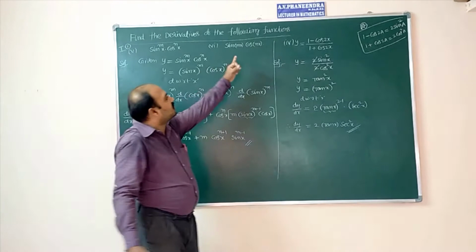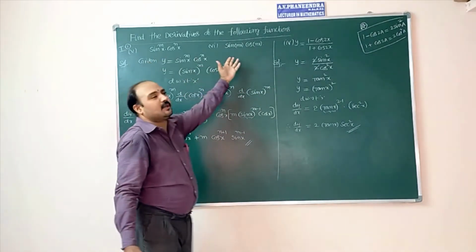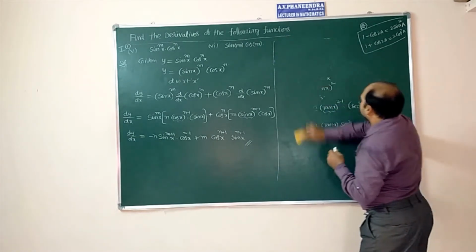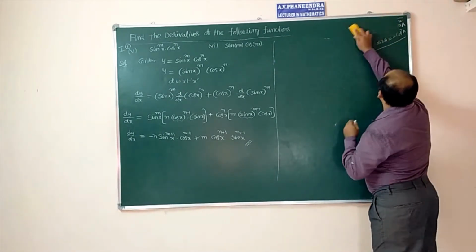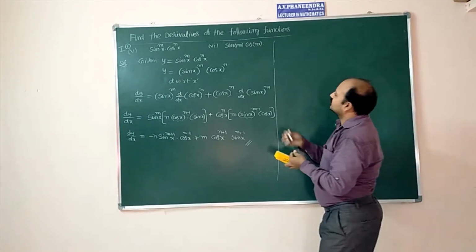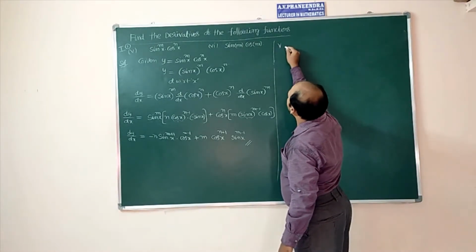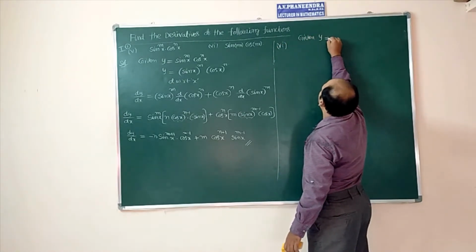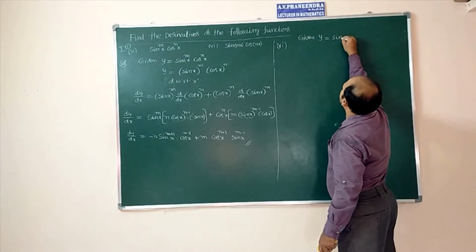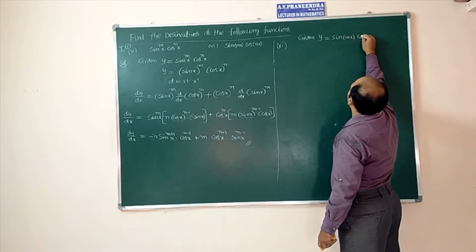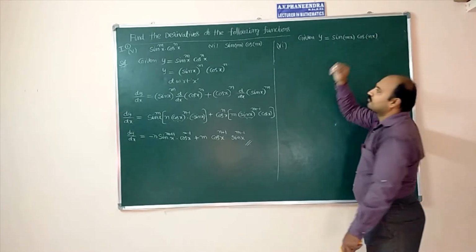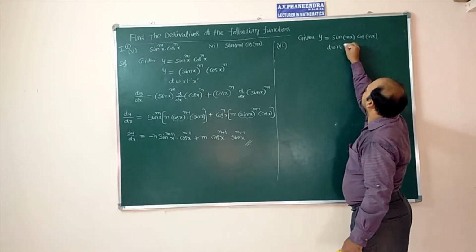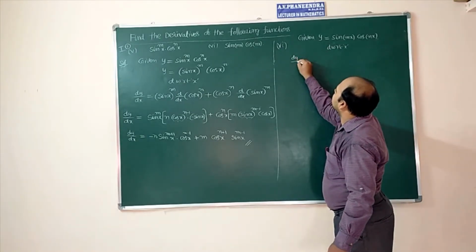We will do the next question also, sin mx into cos nx. Here the multiples are inside the functions. So Roman letter 6. First, given y is equal to sin mx into cos nx. Differentiate with respect to x. The derivative is dy by dx.